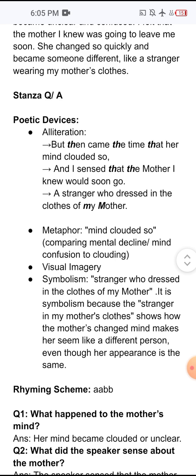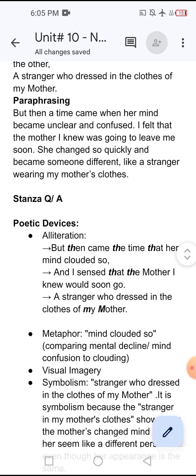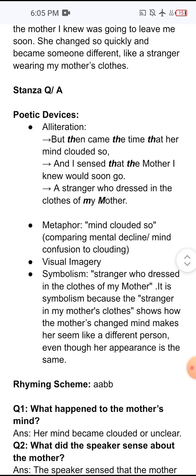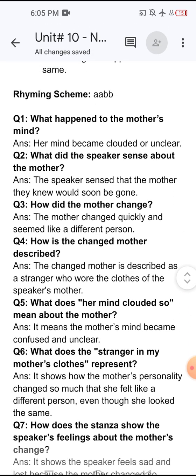The metaphor "mind clouded" compares mental decline or mind confusion to clouding. Visual imagery: there is a lot of visual imagery, like clouding and "dressed in the clothes of my mother." You can write some examples. Symbolism: "stranger who dressed in the clothes of my mother." It is symbolism because the stranger in my mother's clothes shows how the mother's changed mind makes her seem like a different person even though her appearance is the same. The rhyming scheme is AABB as well.